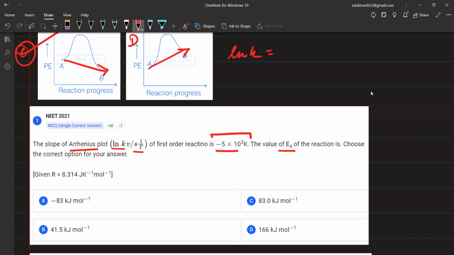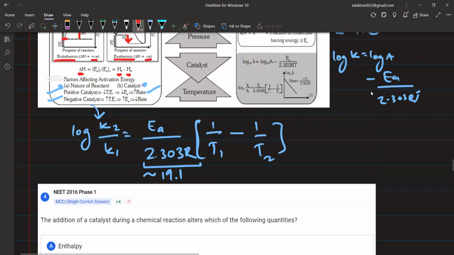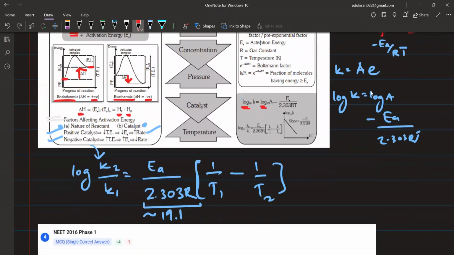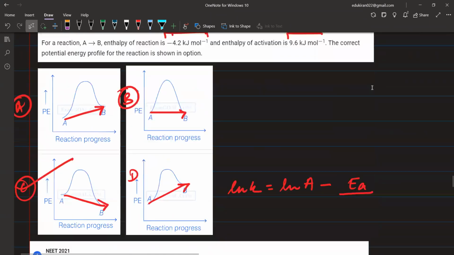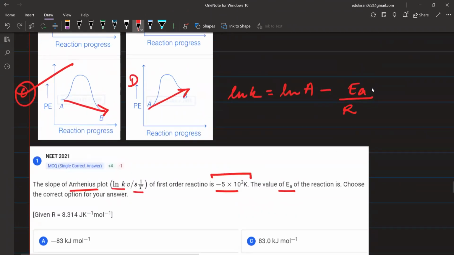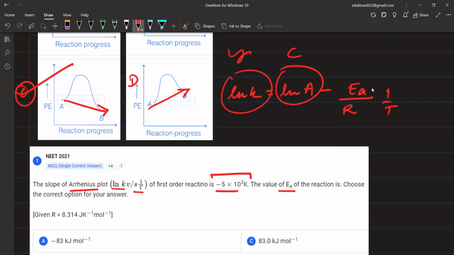ln K is equal to ln A minus EA upon RT. In this equation you have log terms. If you want to convert log to ln, make everything ln and remove the 2.303. So minus EA upon what will you get? You will get RT. Here R and 1 upon T: this is my Y, this is my C, minus EA upon R is my slope, and 1 upon T is my X.